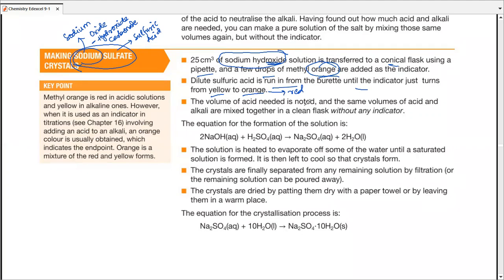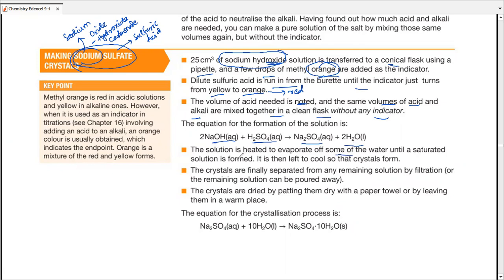Because orange is the endpoint color you need, not red. So, moving on, the volume of acid needed is noted. And what we do after that is that we take the same volumes of acid and alkali and we simply mix them in a clean flask without any indicator. Now we know how much alkali and how much acid are actually required for the neutralization process. So this reaction would simply occur and form our sodium sulfate salt along with water. Now go ahead with the rest of the process.